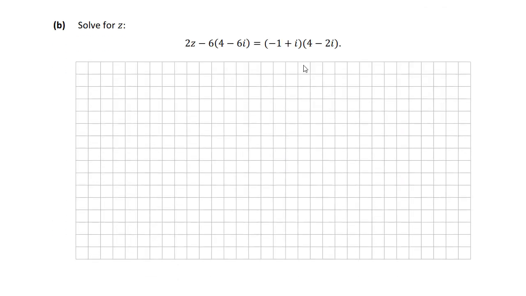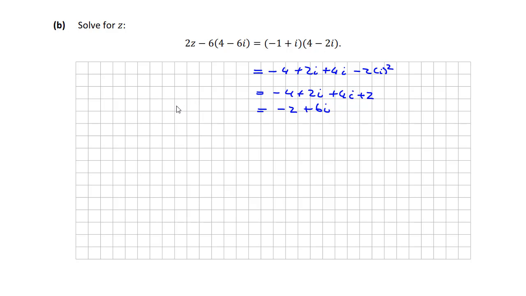So for part B, we wish to solve this equation for z. The first thing we are going to do is solve the right hand side. We'll get -4 plus 2i plus 4i minus 2 times i squared, and that is equal to -4 plus 2i plus 4i minus 2 times i squared is -1, so that will be plus 2, and that is equal to -2 plus 6i.